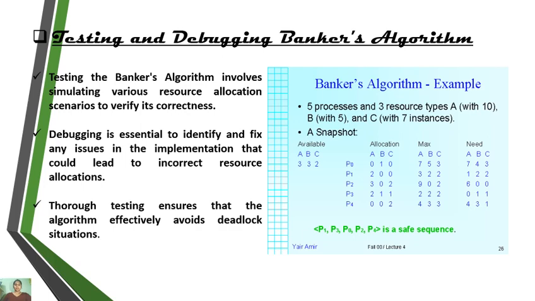Testing and debugging Banker's algorithm. Testing the Banker's algorithm involves simulating various resource allocation scenarios to verify its correctness. Debugging is essential to identify and fix any issues in the implementation that could lead to incorrect resource allocations. Thorough testing ensures that the algorithm effectively avoids deadlock in simulations.